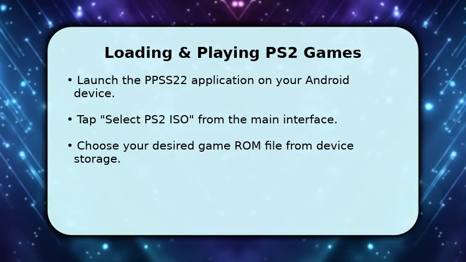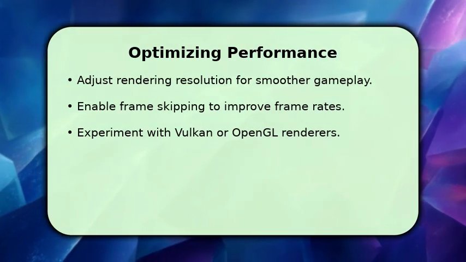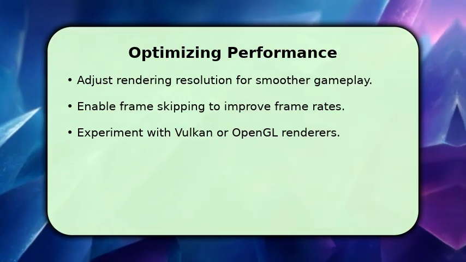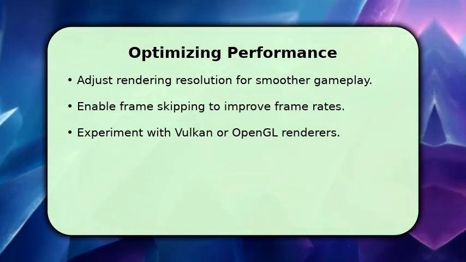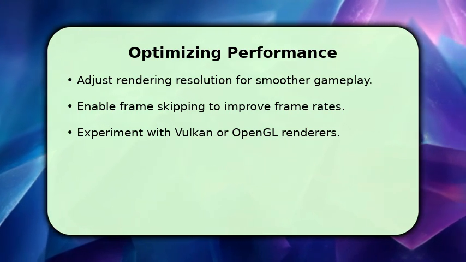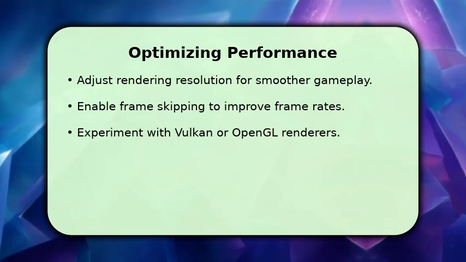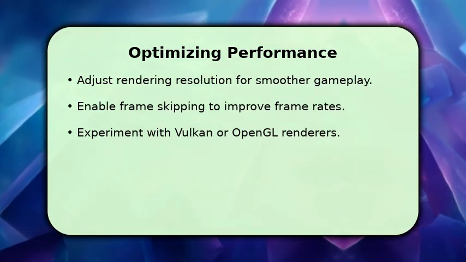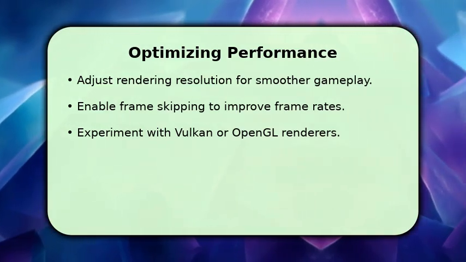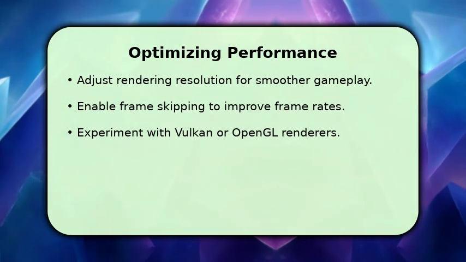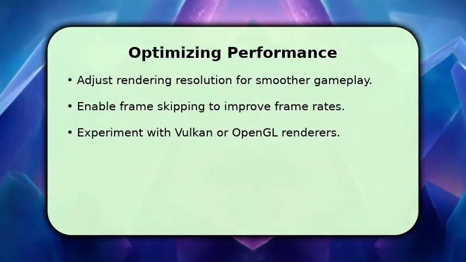To enhance your gaming experience on PPSS22, consider optimizing performance. Adjust the rendering resolution. A lower setting can provide smoother gameplay. For better frame rates, especially on less powerful devices, enable frame skipping. You can also experiment with different backend renderers like Vulkan or OpenGL. For improved visuals, try setting the upscale multiplier to 2 times.